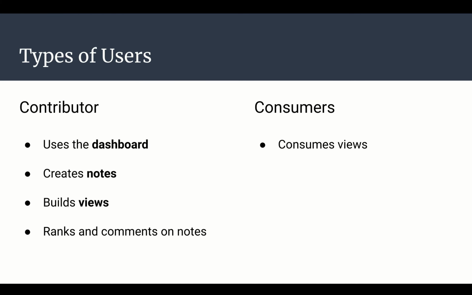There are two main types of users for this application. There are the contributors, and they will be interacting mainly through the dashboard. And here they can create notes, they can build their own views, and they can rank and comment on notes from other contributors. And the consumer is someone who won't be using the dashboard. They'll use the client area, and all they do is consume views. So the only thing they're going to see are the text of the Bible and the notes next to them.